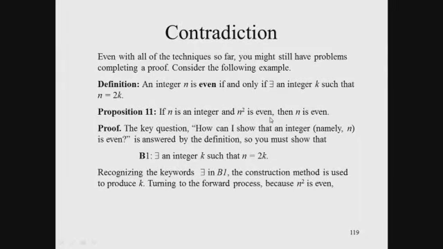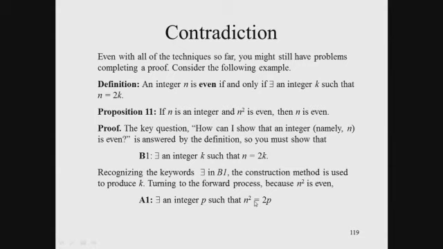So here what we're going to do is turn to the forward process and work forward from the fact that n squared is even. Because n squared is even, again, by definition, there is an integer, let's call it p, not to confuse with k. There is an integer p such that n squared is equal to 2p. The goal is to see if we can use the integer p to construct the integer k.